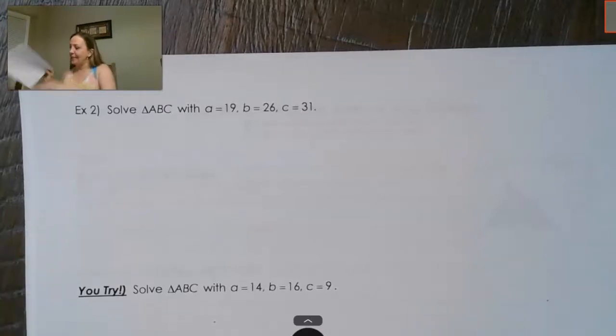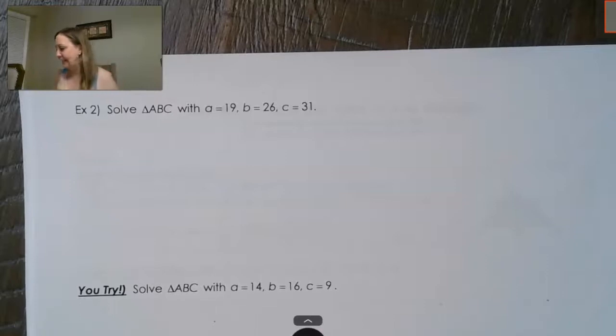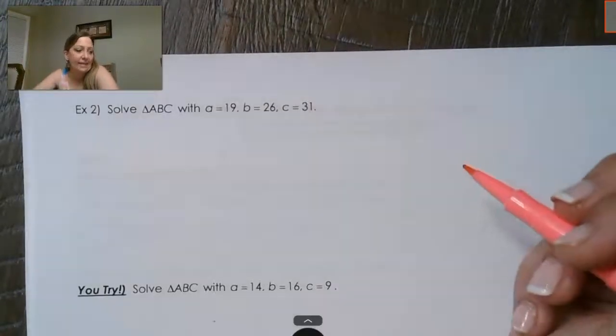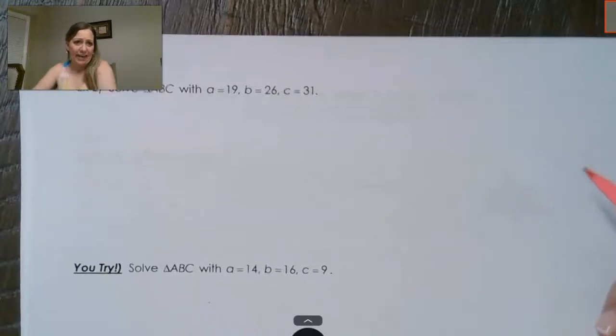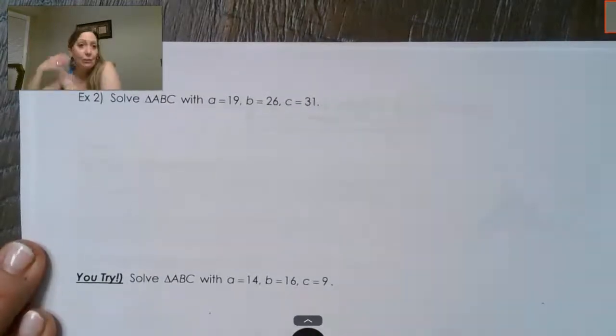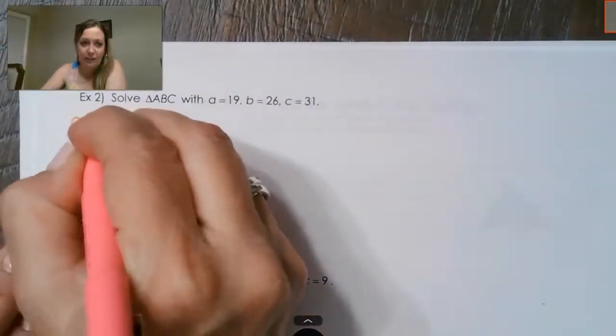Solve triangle ABC with side a is 19, side b is 26, and side c is 31. Well, obviously, we can't use the law of sines here because we don't have any angles to write in a ratio. So we can choose any side. It doesn't matter what side we pick. Most of the time, people pick A because it comes first, so I'm just going to do that. But again, you could choose any of these to use first.